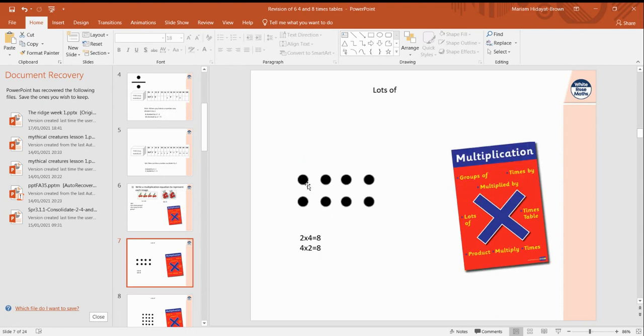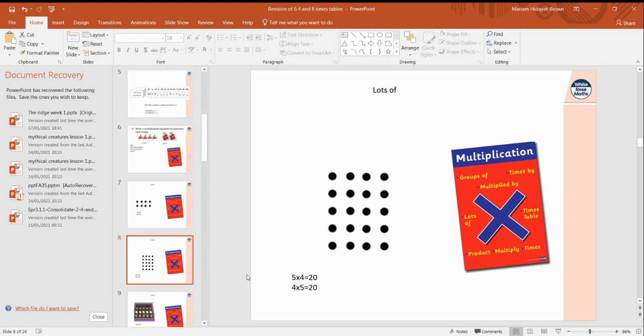Let's have a look at some arrays. So arrays are dots that have been arranged in a special way. So these dots, I can see I've got 2 rows, so I've written 2, and in each row there are 4 dots. So 2 multiplied by 4 is equal to 8. I could also see that there are 1, 2, 3, 4 columns, 4, and in each column there are 2 dots. So 4 multiplied by 2 equals 8.